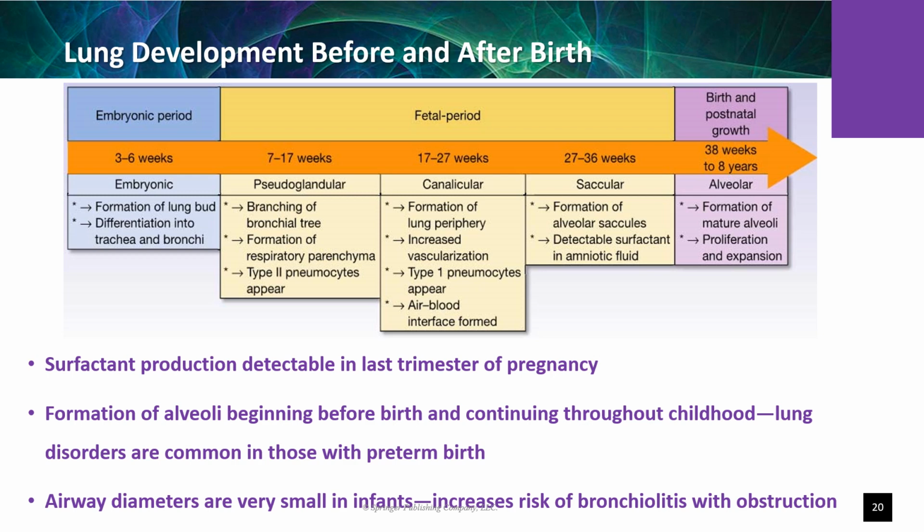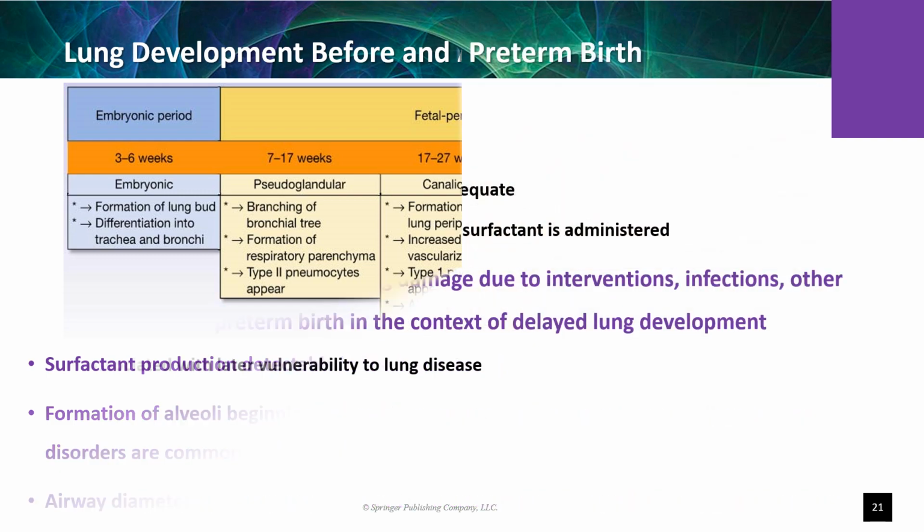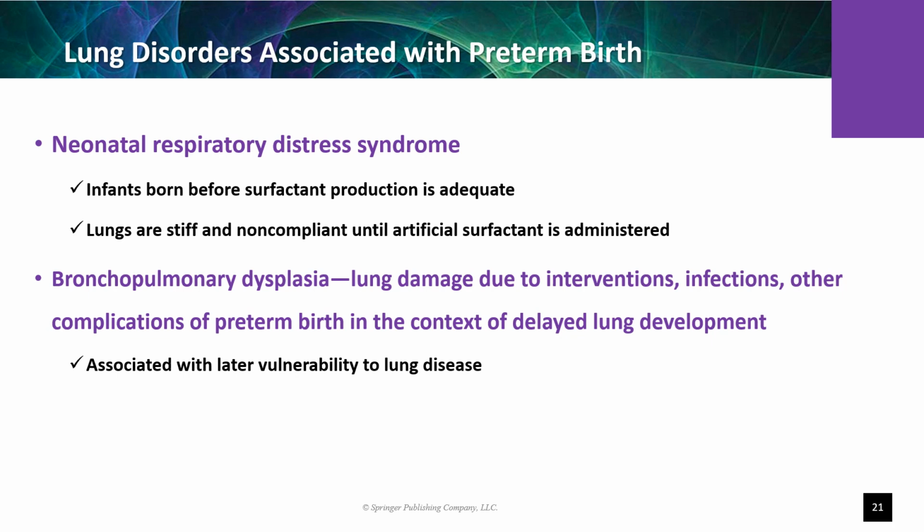Surfactant production does not begin until 25 to 27 weeks. Then the surfactant production increases parallel with alveolar formation. Formation of alveoli begins late at 36 weeks and continues after birth. Surfactant production begins between 25 and 26 weeks, so premature infants may develop neonatal respiratory distress syndrome.